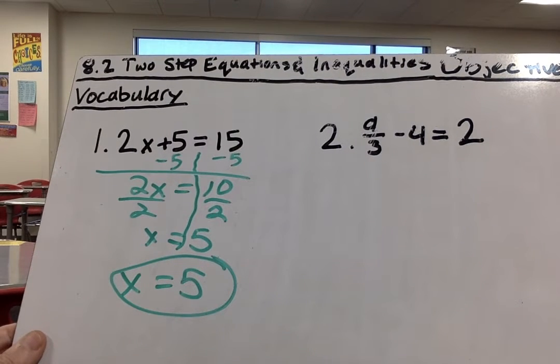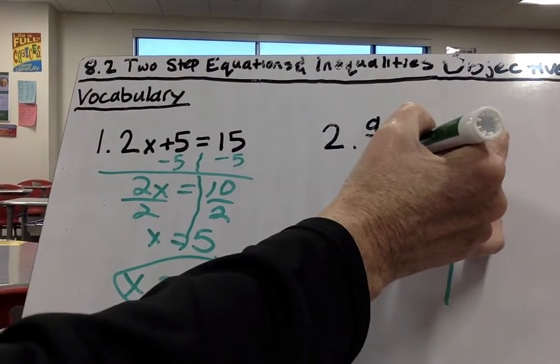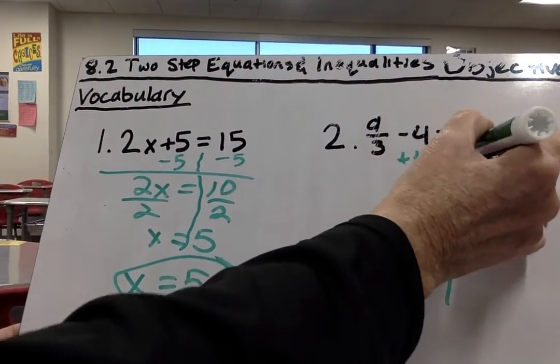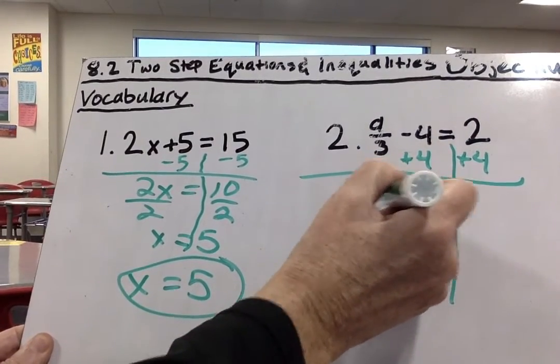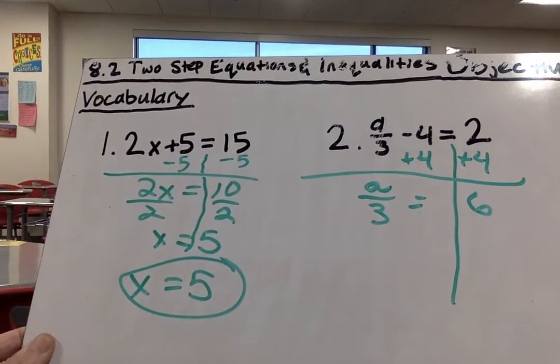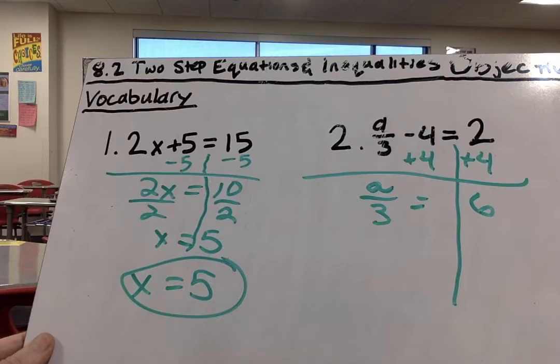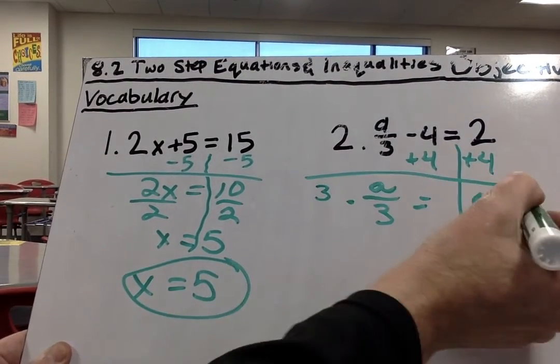A over 3 minus 4 equals 2. So put a line down there. This has a minus 4. I'm going to go with plus 4. So I put A over 3 equals 6. Now some people are going to put 2 and they're going to get it wrong. This is divide, so we must multiply by 3.